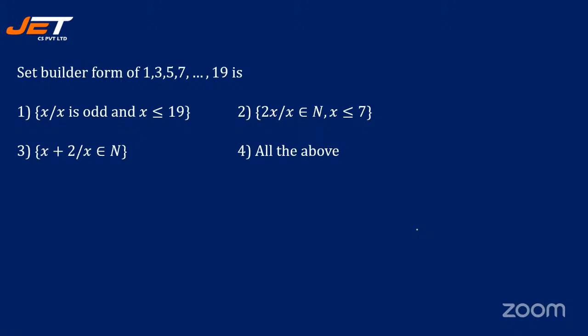Set builder form of 1, 3, 5, 7 and so on till 19 is dash. X such that x is odd, x is less than or equal to 19. The second one is 2x such that x is an element of N, where x is less than or equal to 7. The third one is x plus 2 such that x is an element of N, or it is all the above. All right. So it is x such that x is odd, because we have taken only the odd numbers, and x is less than 20, right?